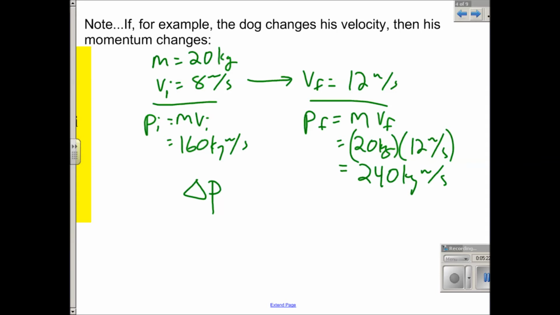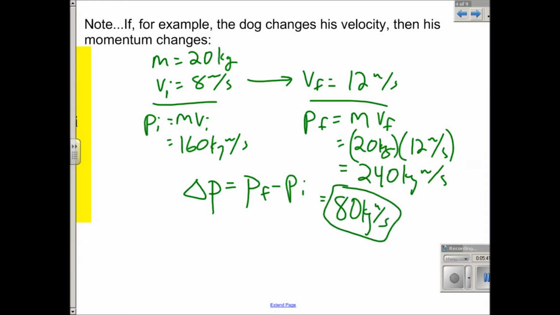So we could, if we wanted to, find our change in momentum. That would be final momentum minus initial momentum. We'd just subtract these two: we would take the 240, subtract the 160, and in this case we'd end up getting 80 kilogram meters a second just by subtracting. That's basically just telling you that the momentum increased from 160 up to 240, increased by 80. So why do we care? Let me show you why we care.